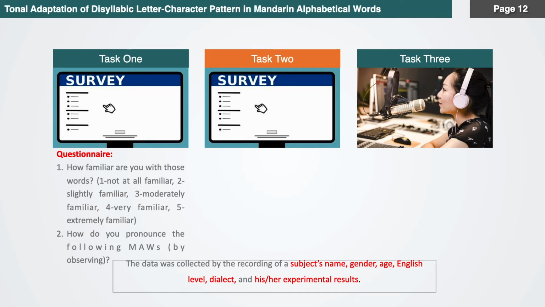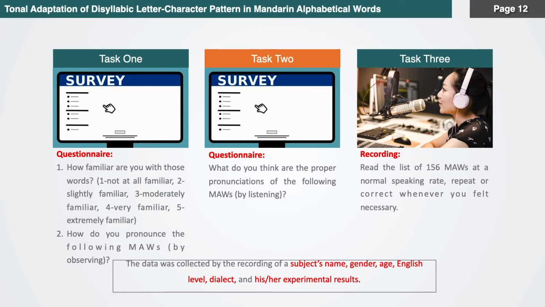2. How do you pronounce the following words? By looking at the written words. In the second task, we asked a native male speaker who spoke standard Mandarin to read all the words, and the participants were asked to make their choices by listening to the audio clips of the Morse. Finally, in the third task, they were asked to read the words with their own pronunciations. All the Morse were presented randomly in the 3 tasks to avoid any anticipation.